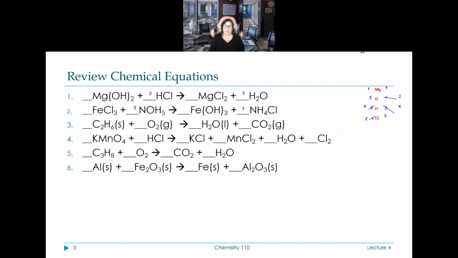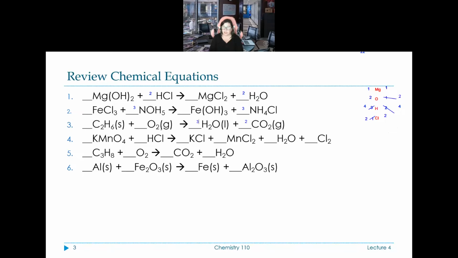Let's talk about C2H6 plus O2 goes to H2O plus CO2. So first thing I see is carbon. There are 2 carbons on the reactant side, 1 on the product side. So we multiply this one by 2. I have 6 hydrogens on the reactant side and 2 on the product side. So I'm going to multiply this by 3. Now, carbon is good. Hydrogen is good.